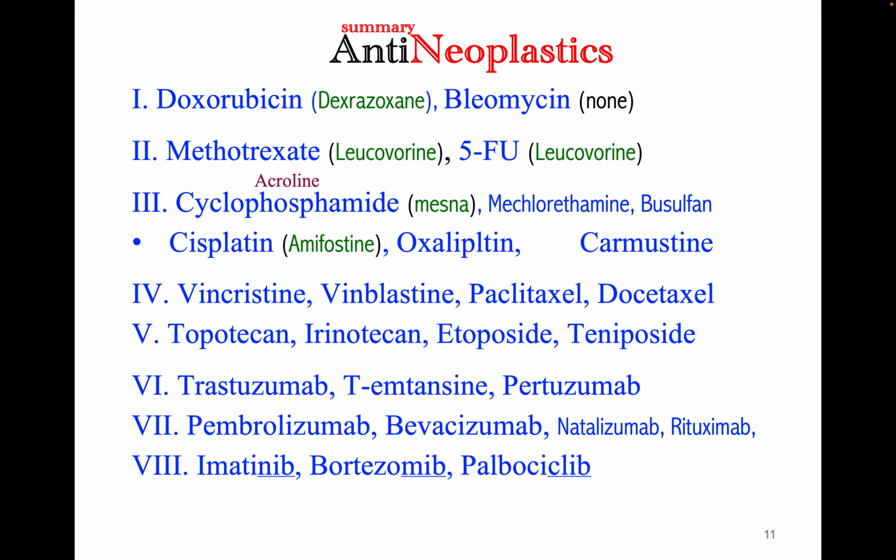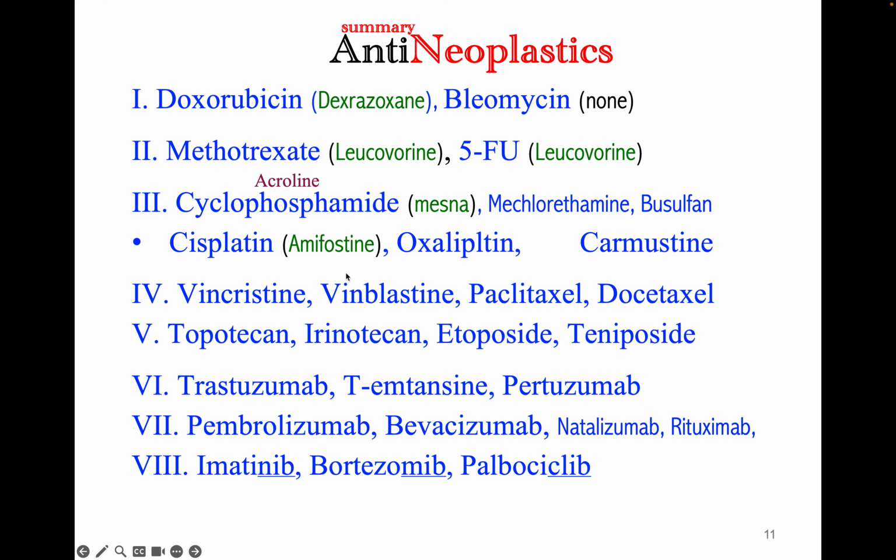Plant alkaloids are classified into 2 major divisions, okay? First one: Vincristine, Vinblastine, Paclitaxel, Docetaxel. These 4 drugs have the same general mechanism of action. They inhibit microtubules. These are called microtubule inhibitors or mitotic inhibitors. That is the mechanism of action.